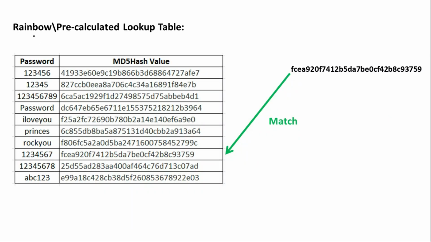So this is the sample rainbow or pre-calculated lookup table. Here I have generated the hash values of the most common passwords. If I get this hash value from the database, I will try to look it up in my pre-calculated table. If any hash value matches, I'll get the password. So this is how a rainbow or pre-calculated lookup table works. That is why it is always advisable to use a unique password.